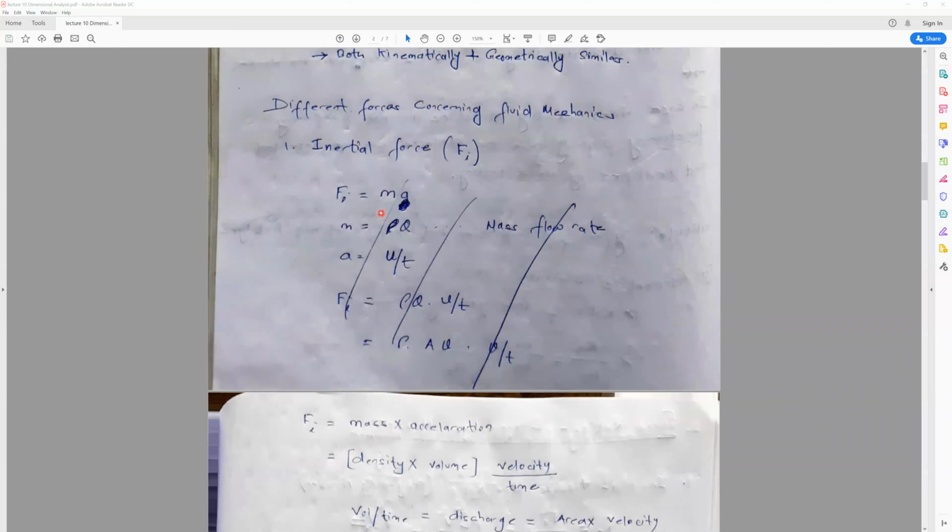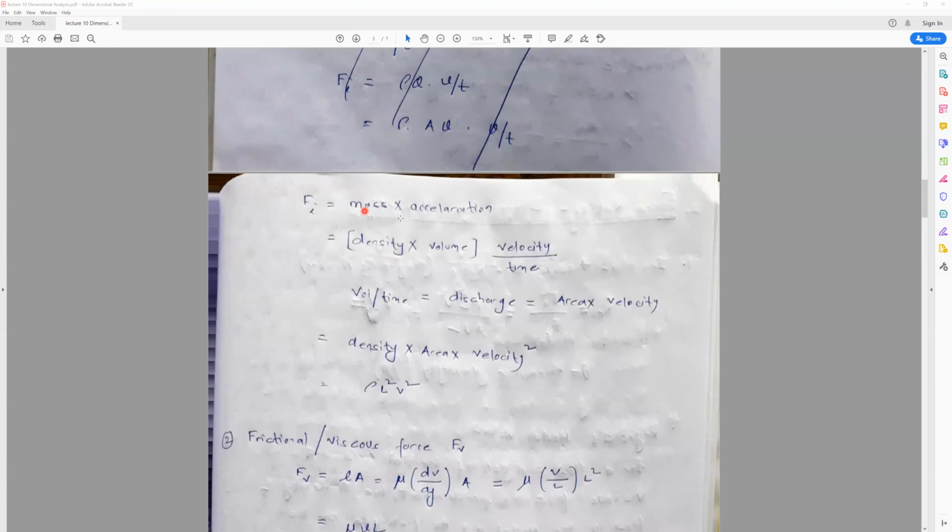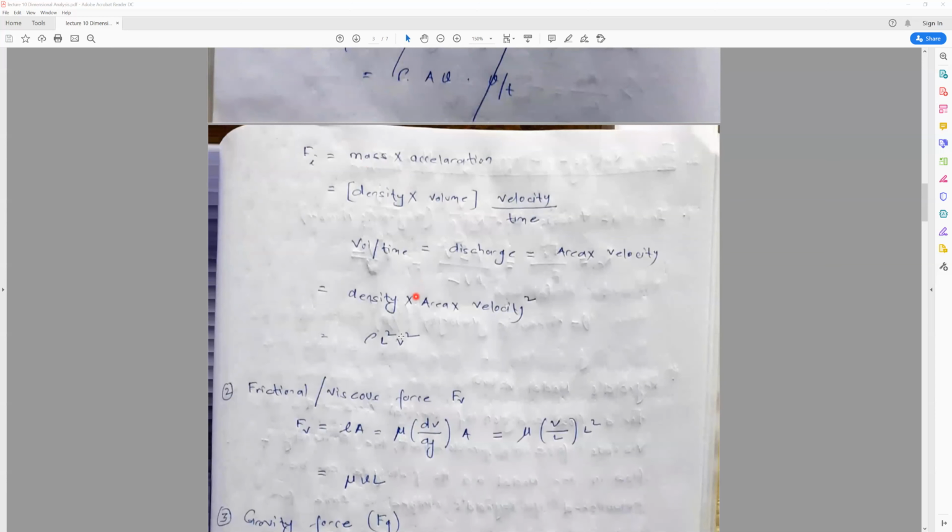Number one is the inertial force, and it is defined by mass into acceleration. Further you can go on deriving, and finally you will get inertial force as density times characteristic length square times velocity square. But it is not important at this point to go into this derivation, just understand that inertial force is nothing but mass into acceleration.